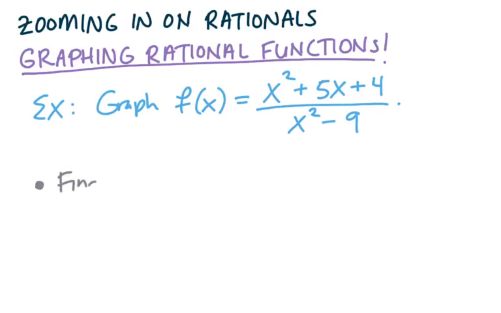So let's start with finding the vertical asymptotes and the domain. To find the vertical asymptotes in the domain, we are focused really on the denominator, which in this problem is x squared minus 9. If we set the denominator equal to 0 and solve, the resulting solutions will be the vertical asymptotes.